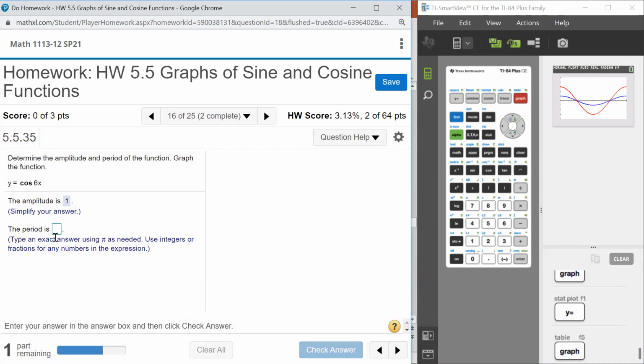Next one is going to be period. For period, what we do is take 2 pi, divide by b. B in this case is 6. So 2 pi over 6, which reduces to 1 pi over 3 or pi over 3. So let's put that in.